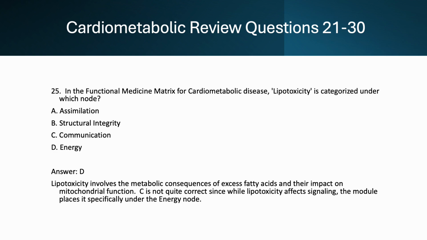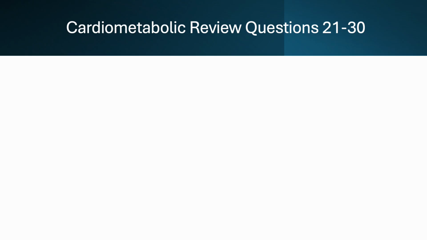A is incorrect because assimilation relates to digestion and nutrient absorption, not intracellular lipid toxicity. B is incorrect because the structural node refers to cell membranes and connective tissue. C is incorrect because the communication node involves hormones and signaling molecules, not mitochondrial fuel toxicity. So overall, the correct answer is D, energy.